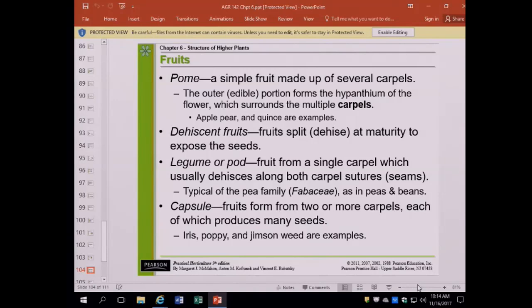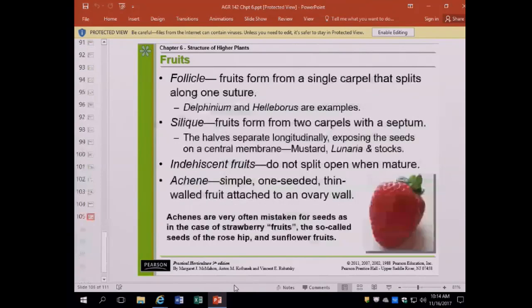A capsule is a fruit that forms from two or more carpels and produces many seeds. A poppy or Jimson weeds are examples of a capsule. A follicle are fruits that form from a single carpel that splits along one suture. A delphinium or a helleborus flowers are ones that have follicles.